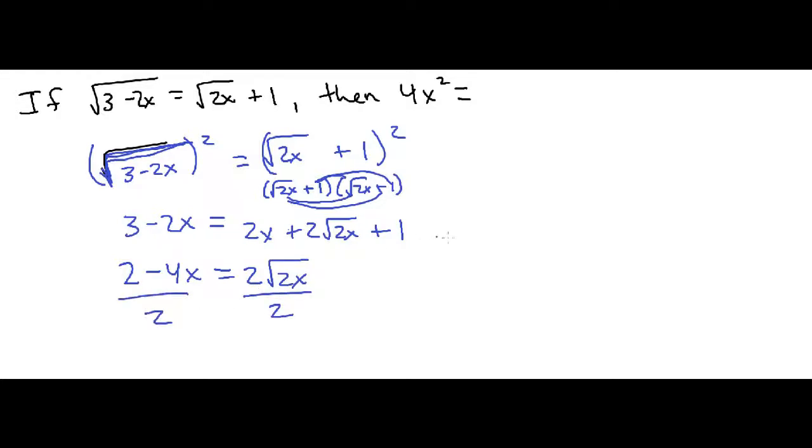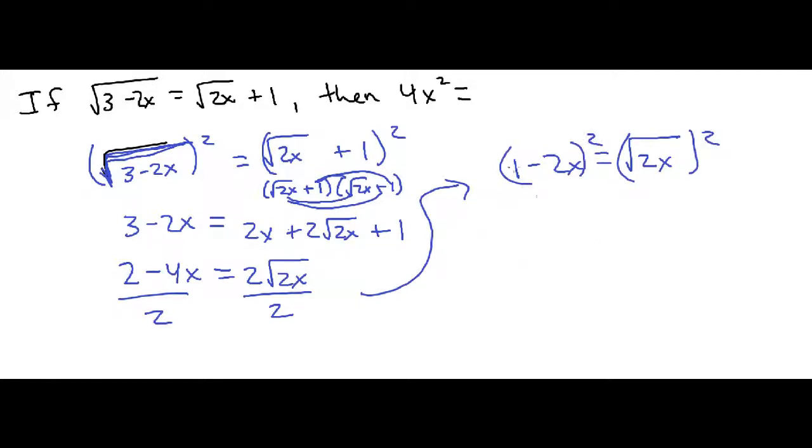Okay, so now I need to get rid of this 2 out front. So I'm going to divide this by 2 and divide this by 2. So I'm going to get 1 minus 2x equals root 2x. Now, in order to get rid of this radical sign, I'm going to square this and square this. And so on this side, I'm going to write this out, 1 minus 2x squared. So I'm going to get 1 minus 4x plus 4x squared equals 2x.